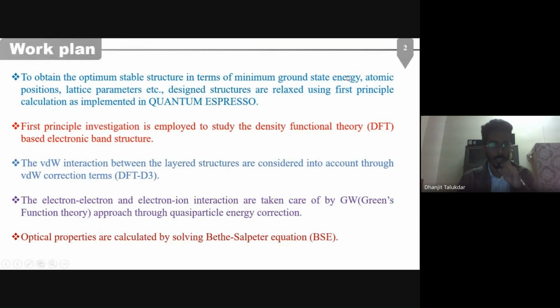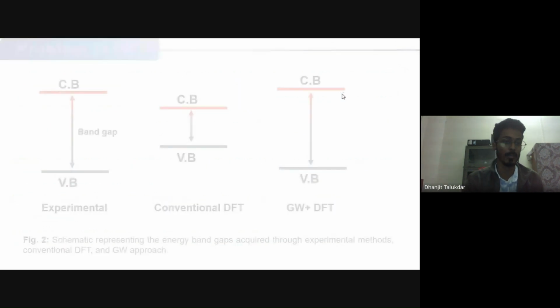So work plan, we have actually used Quantum ESPRESSO first principle calculations to optimize the structures, and then we have calculated the electronic band structure using density functional theory using this Quantum ESPRESSO software. The van der Waals interaction between the layers is taken care of by the DFT-D3 term, and most importantly, the electron-electron and electron-ion interaction is taken care of by Green's function theory. Later on, we have calculated the optical properties, which is calculated by solving the Bethe-Salpeter equation.